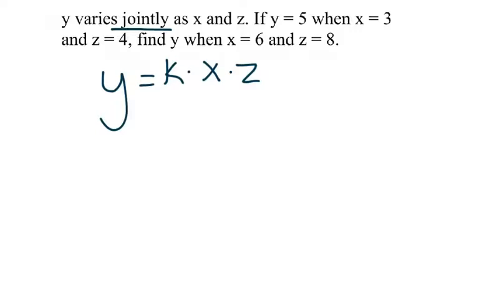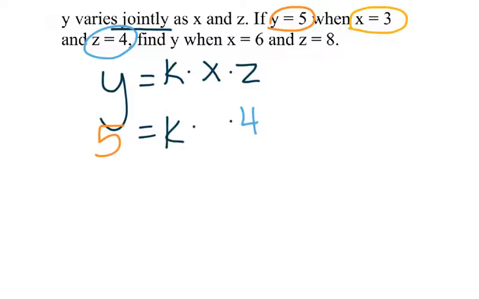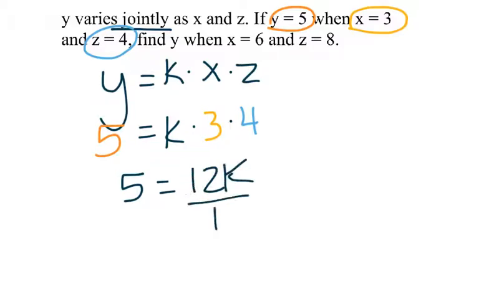And then we're going to use the next parts. So Y is 5, X is 3, and Z is 4. So we're going to use this information to figure out what our K value is. So I'm going to just color code it so you can see it a little bit better. Alright, so here's what we have. Okay, I'm going to clean it up a little bit. K times 3 times 4 is just 12K. And then if I wanted to get K by itself, I would divide both sides by 12. So K is going to be 5 over 12.